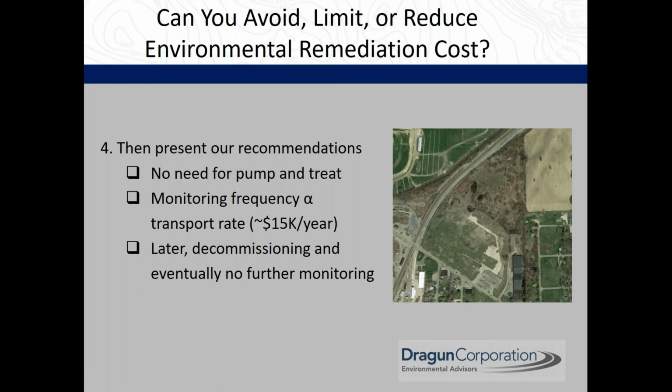We did a groundwater model to see how quickly the chemicals were moving, and it allowed us to design a monitoring frequency that was meaningful relative to how quickly the chemicals were moving. And we did monitoring for a number of years at about $15,000 per year. And then later on, when our client wanted to decommission, we were able to remove any remaining source material after removing the building. And eventually we received a no further action from the regulators.